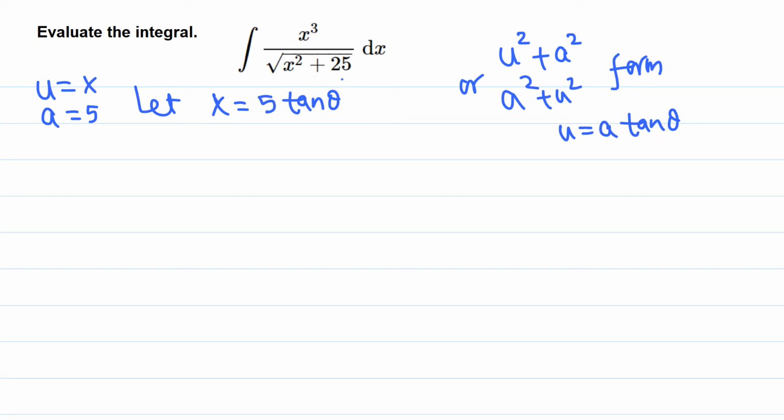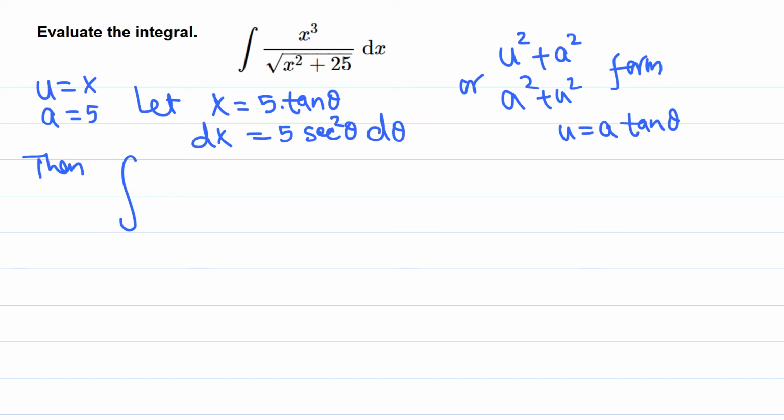Now we want to convert the whole problem in terms of the new variable theta. So we take the derivative dx over d theta, the derivative of 5 times tangent theta. The 5 stays as a factor, and the derivative of tangent is secant squared theta.